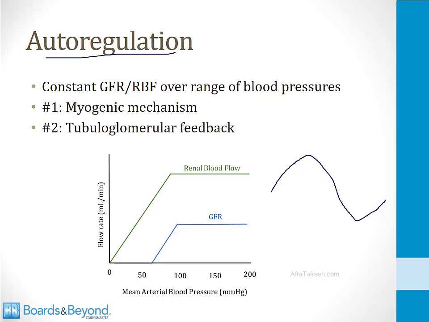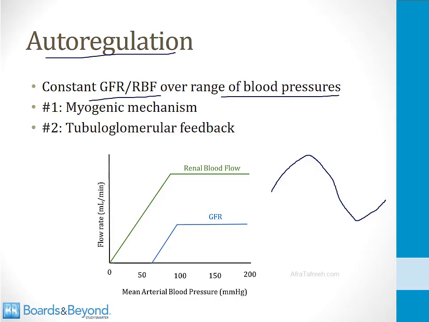For example, when you sit or stand, your blood pressure can change. When you drink water, or if you don't drink water, your blood pressure can change. And if your kidneys weren't able to regulate the blood flow, then the amount of blood being filtered would vary widely during the day, and this would make the kidneys very inefficient. But luckily, the kidneys can do what's known as autoregulation. They can maintain a constant GFR and renal blood flow over a range of blood pressures.